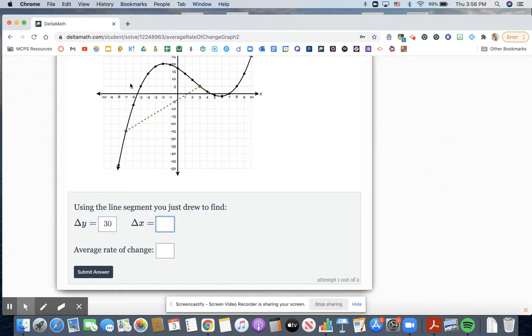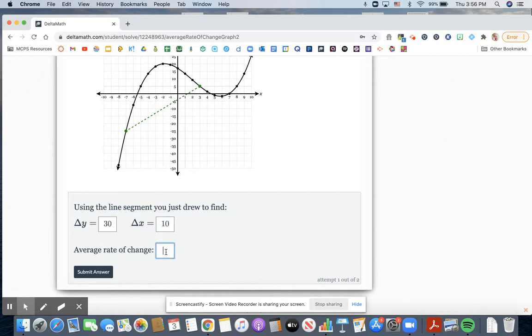Now my change in x. Now that I'm up here, I need to count to the right and figure out how much the x values change. And as you can see, the x values are going by 1. So I can count by 1. 1, 2, 3, 4, 5, 6, 7, 8, 9, 10. So my change in x is 10.